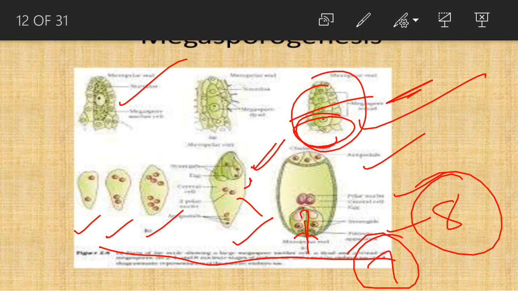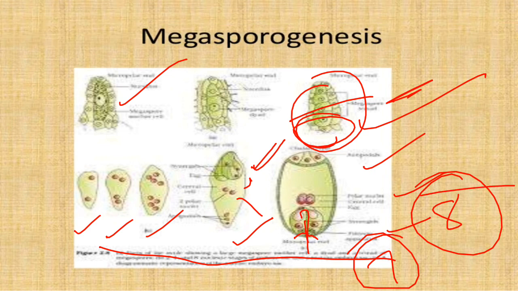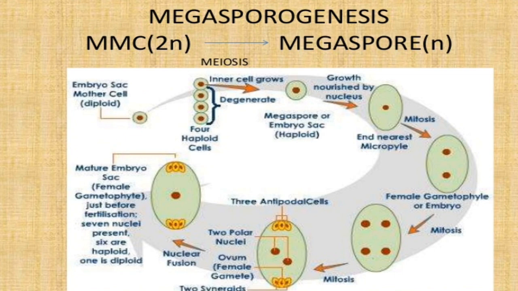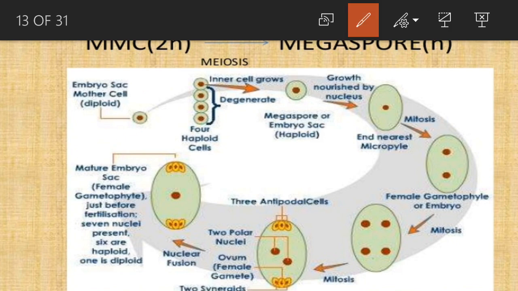Now the next diagram is megasporogenesis. This diagram shows the complete summary. This is the megaspore mother cell. It divides to form 4 cells. This is diploid, and these are the haploid cells, and out of these the upper 3 degenerate and the lower one will form the megaspore or the embryo sac.